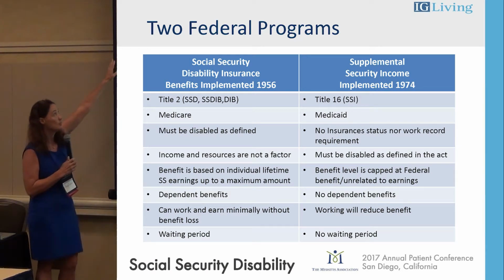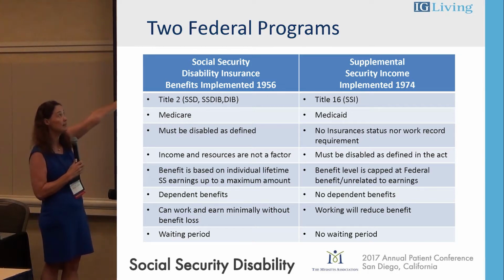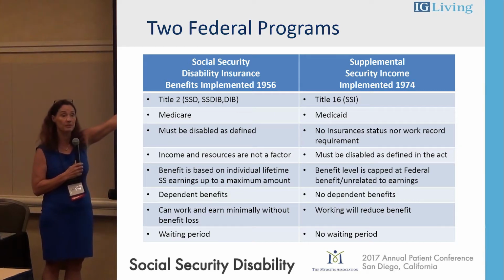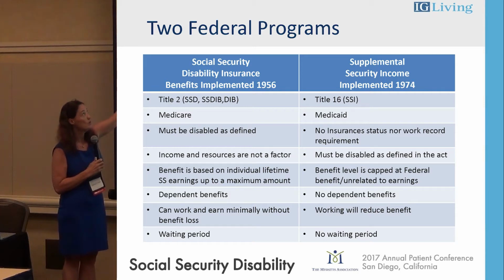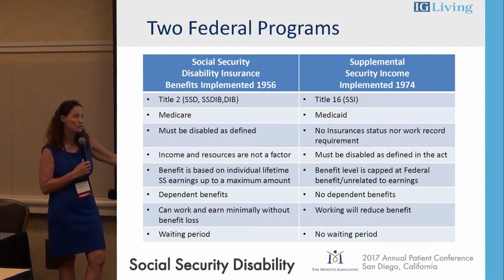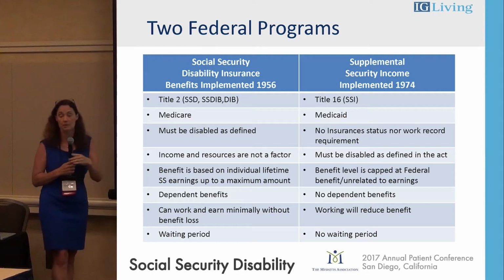First, Social Security programs. There are two disability programs. There's what's called SSDI, which was implemented in 1956, and there's SSI, which was implemented in 1974. We will go over first the definition of what you need for Social Security disability benefits. But for Medicare, you must be defined as disabled. Income and resources are not necessarily a factor. Benefits are based on individual lifetime Social Security earnings up to a maximum amount.